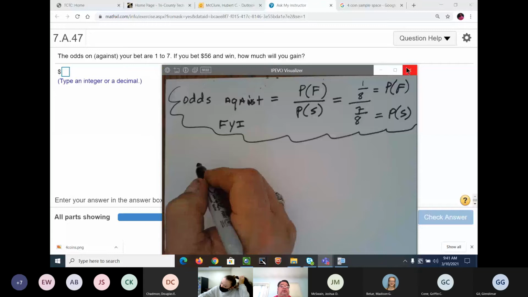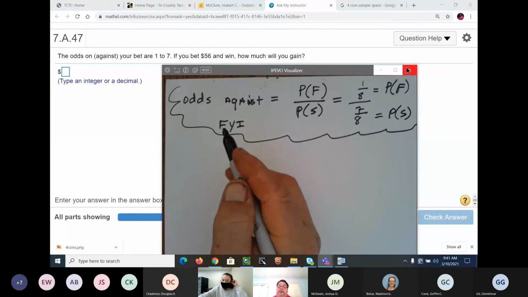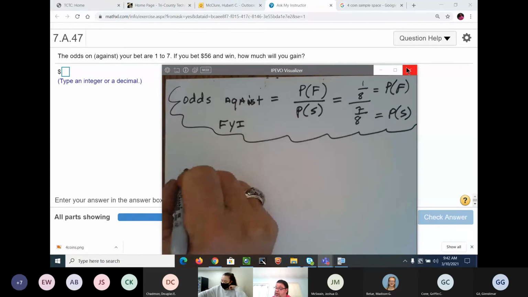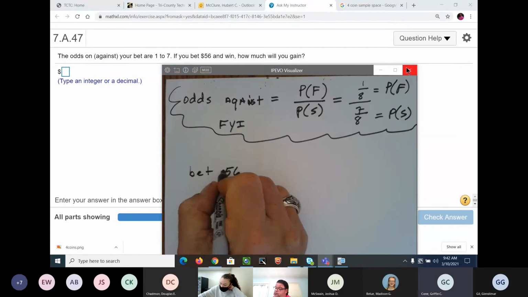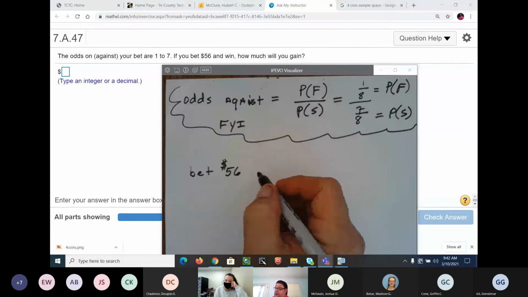Now, the question says the odds are 1 to 7. If you bet $56, now this is the actual question. If you bet $56, now there's two ways to do this.